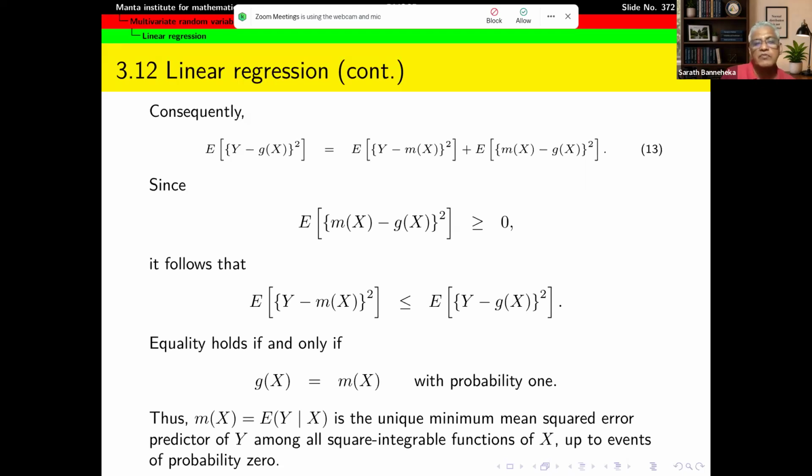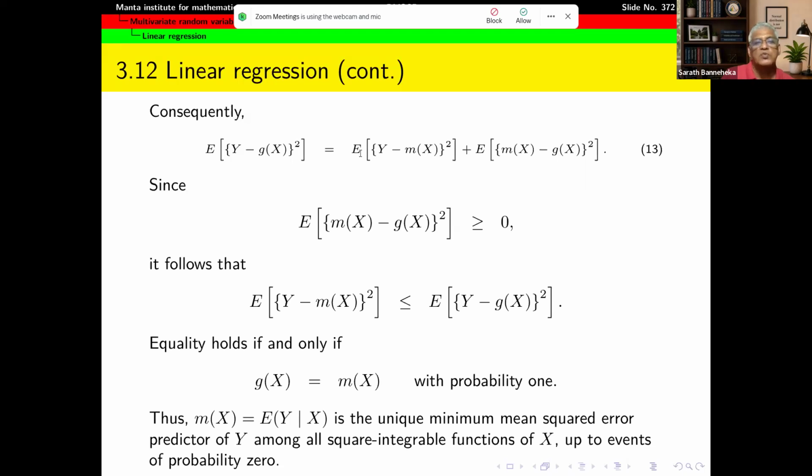Equality happens if and only if gx is equal to mx with probability 1. So that means for all x, not necessarily all x, but for those x's whose probability is equal to 1. Thus, mx, the expected value of y given x, is the unique minimum mean squared error. So in that case, we are looking at the mean squared error.